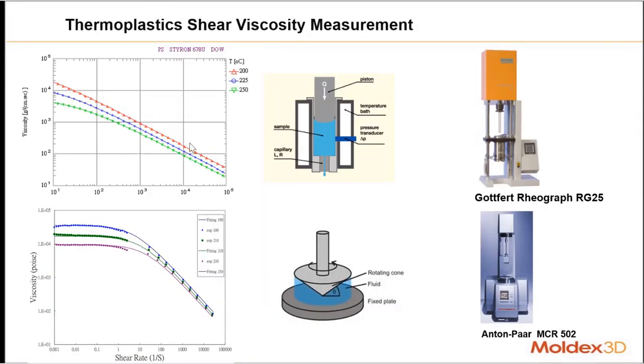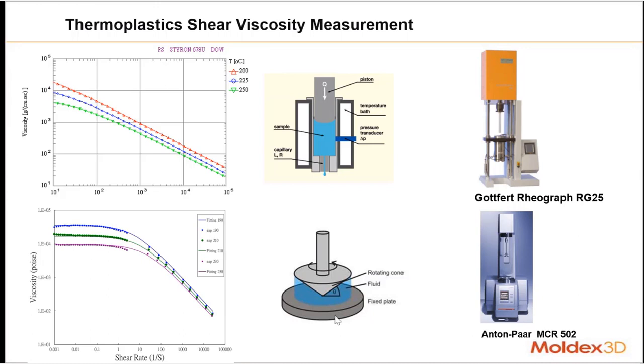So first, the important property is shear viscosity. Usually we use the capillary rheometer to get the shear viscosities. This kind of measurement is valid for high shear rates, usually higher than 100. For low shear rates, we need a different instrument.